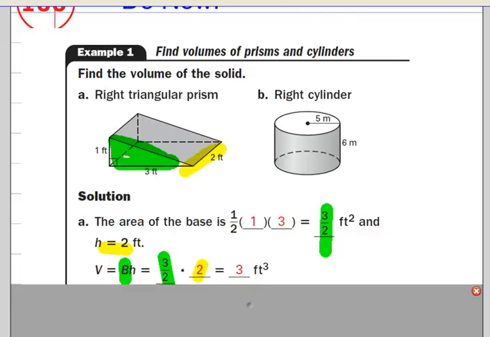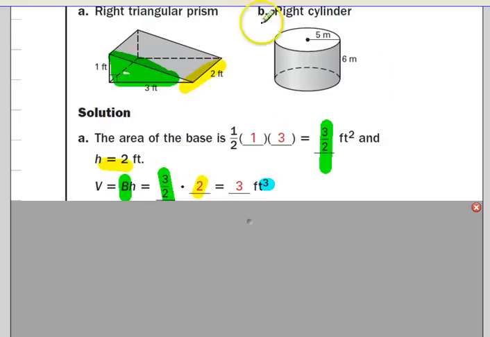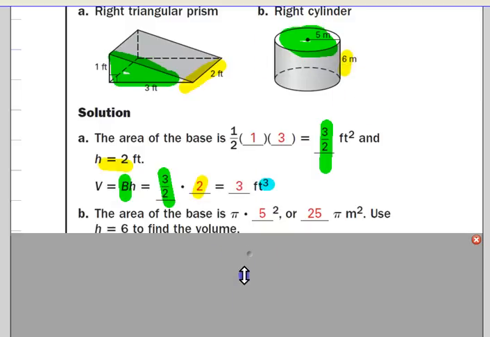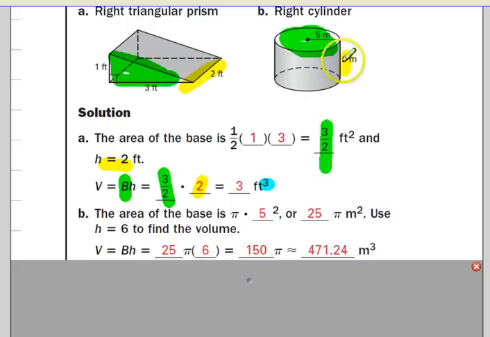And notice the units. It will start off in feet, but the actual units is cubed. So that's very important. Now let's talk about the right cylinder. We still use the volume formula of area of the base times the height, but in this case the base is a circle and the height is the distance between the two circles. So to find the area of a circle, it's pi times 5 squared, which is 25 pi, and to find the volume we just plug it in.